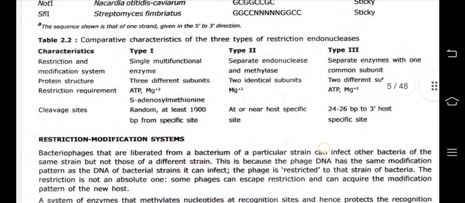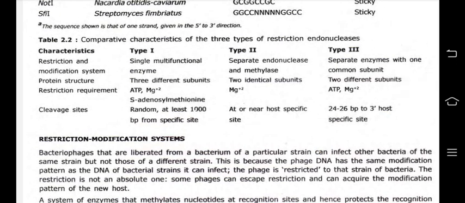Comparative characteristics of 3 types of restriction endonuclease. I'll be reading each point from each section. Characteristics, restriction and modification system: Type 1 is a single multifunctional system enzyme; type 2 has separate endonuclease and methylase; type 3 has separate enzymes with one common subunit. And protein structure: 3 different subunits, 2 identical subunits, 2 different subunits.